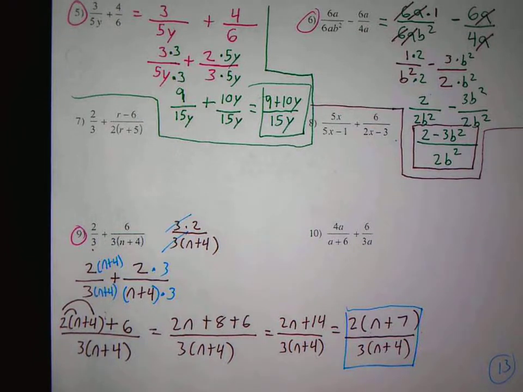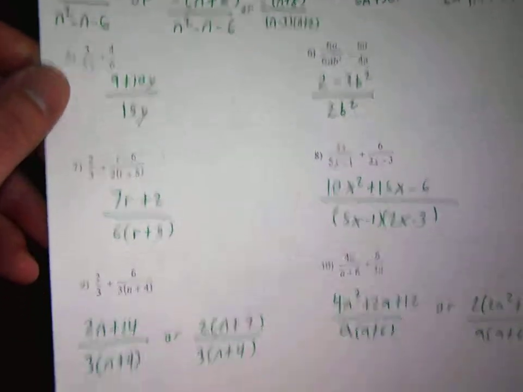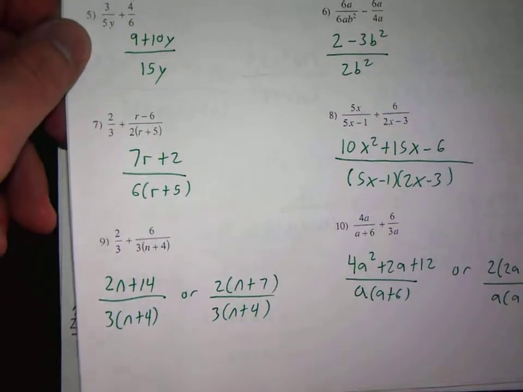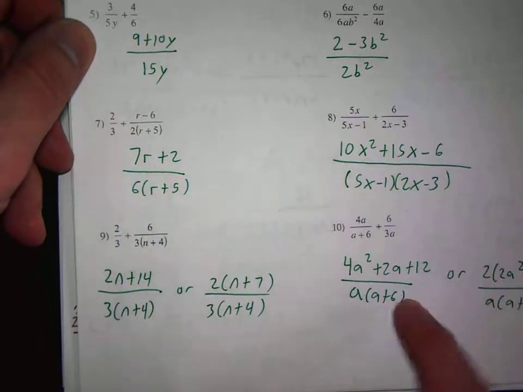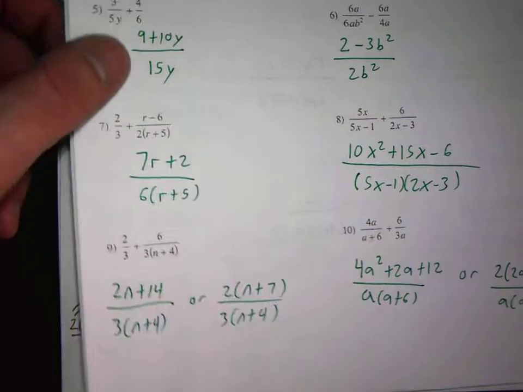Now I want you to try 7, 8, and 10. If you wrote as big as I did, you might have to put some of those on a different piece of paper and staple it. And so I want you to try 7, 8, and 10, and those are the answers you should be getting. Something that looks like that. Okay?